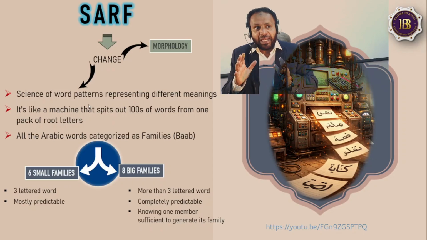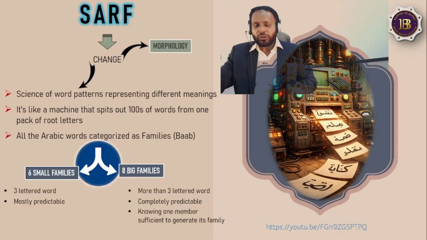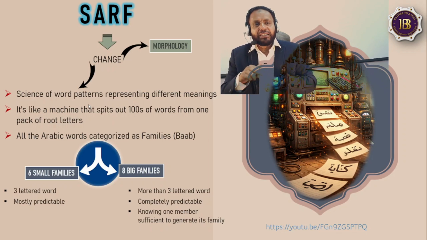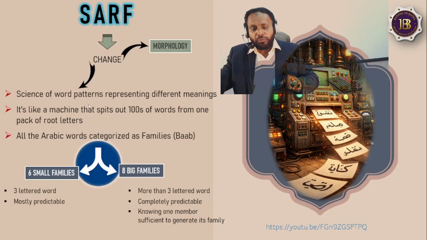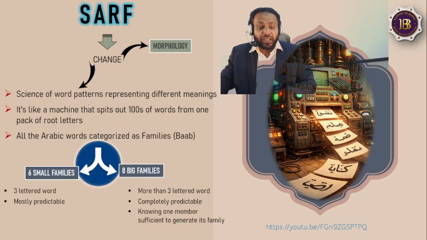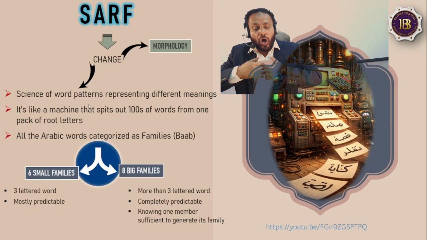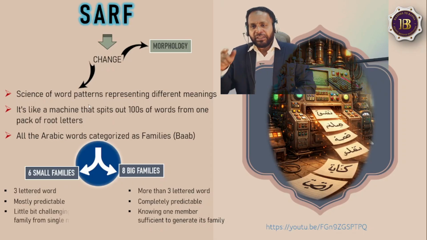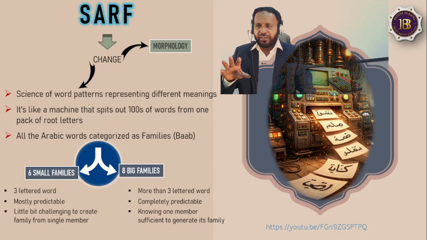This SARF is like mathematics. If you know the formula, you don't worry about the variables, whether I am giving the number 3, 7, 9. I don't need that. Just give me the formula. A plus B square. A square plus B square plus 2AB. So it doesn't matter what values you give. That's what this SARF is all about. Just give me the root letters and what pattern you want. I can create all the members. Okay. This one is a little bit challenging to create a family from a single member, but it's relatively challenging, but still easy.